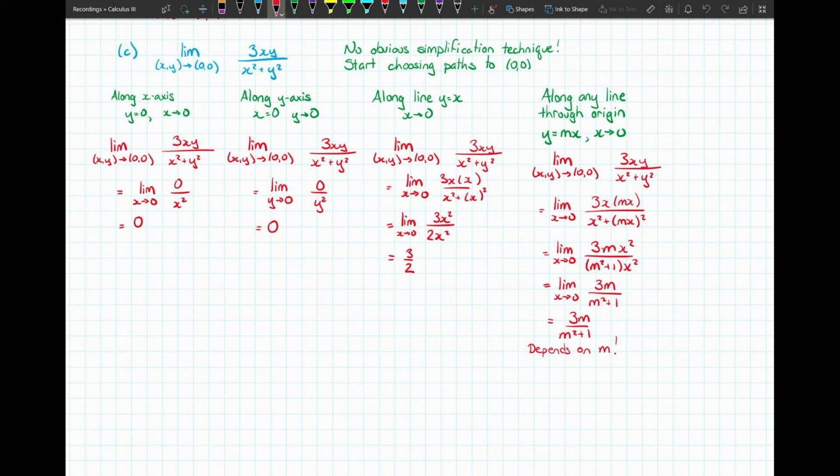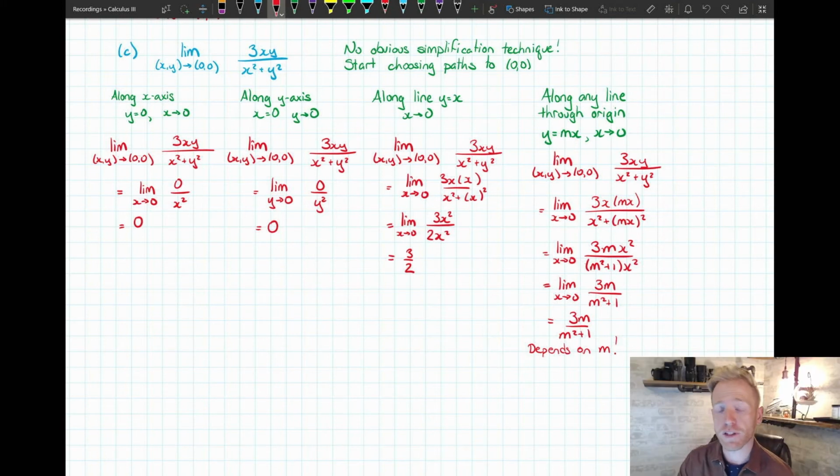And now that we only have x as our variable, we take the limit as x approaches 0, and x squareds cancel. We end up with 3m over m squared plus 1. And since x has been canceled, and this is just constant, this limit equals 3m over m squared plus 1. The big thing here to realize is that if we plug in different values of m, we end up with different values of the limit. And because that depends on m and it's not path independent, this limit doesn't exist.